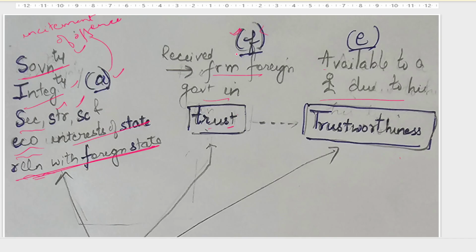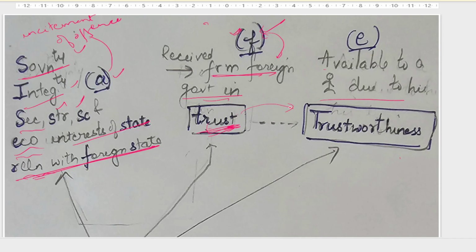Then information that is received from a foreign government in trust is forbidden from disclosure under subsection F of section 8 of the RTI Act. So we can also remember it using F and foreign. Foreign starts with F. So under subsection F, information received from a foreign government in trust is forbidden from disclosure under the RTI Act. Then when we talk about trust, the next word which comes to our mind is trustworthiness.